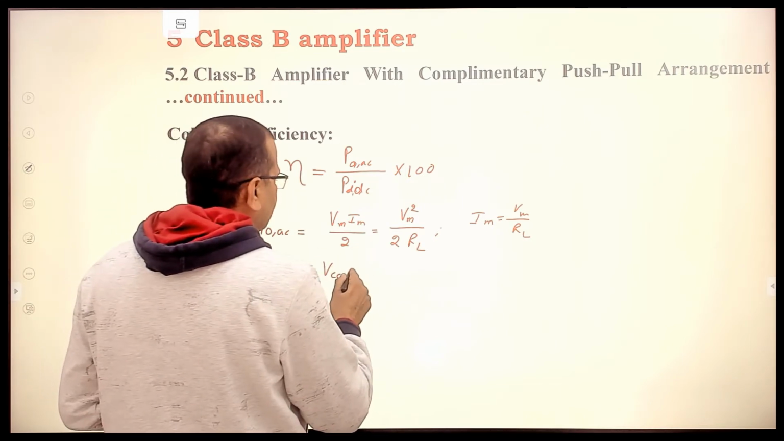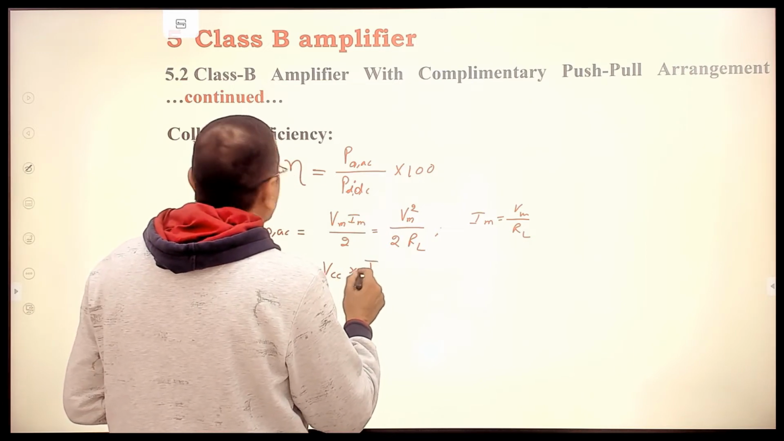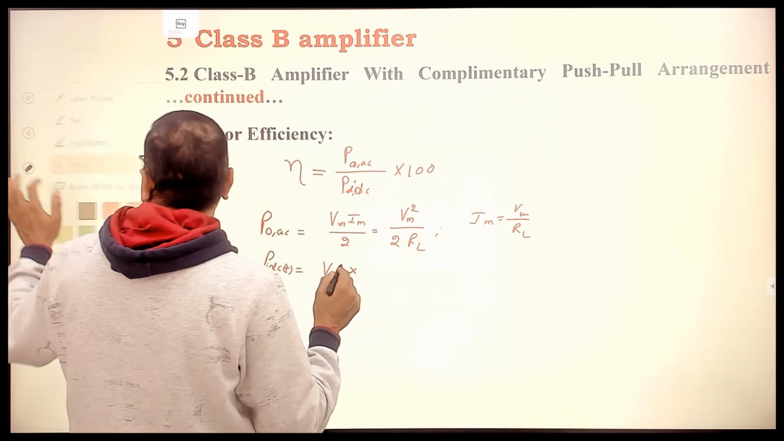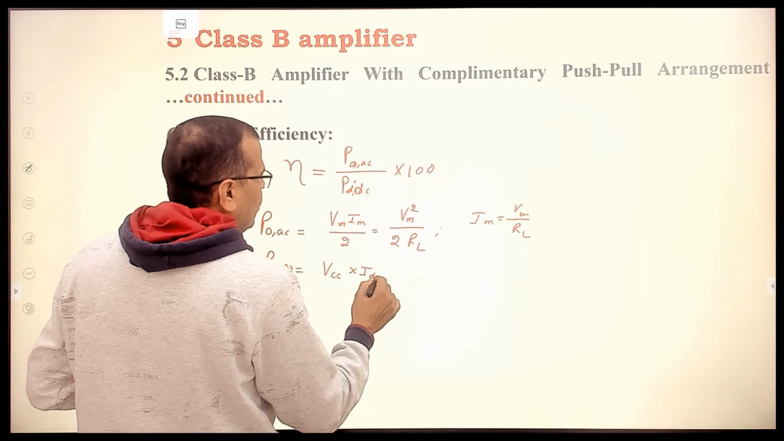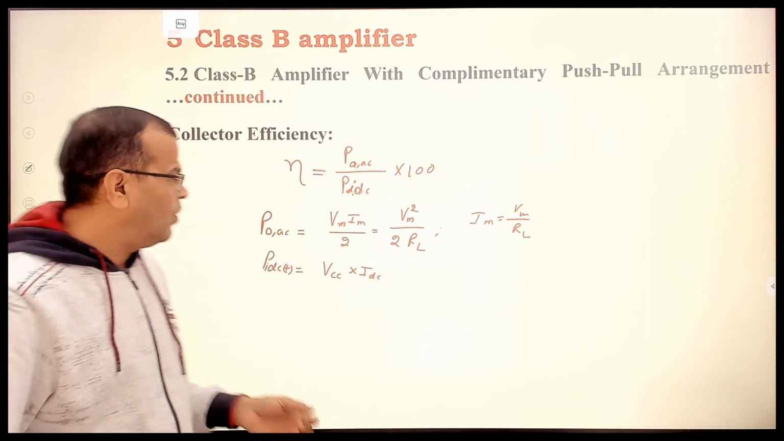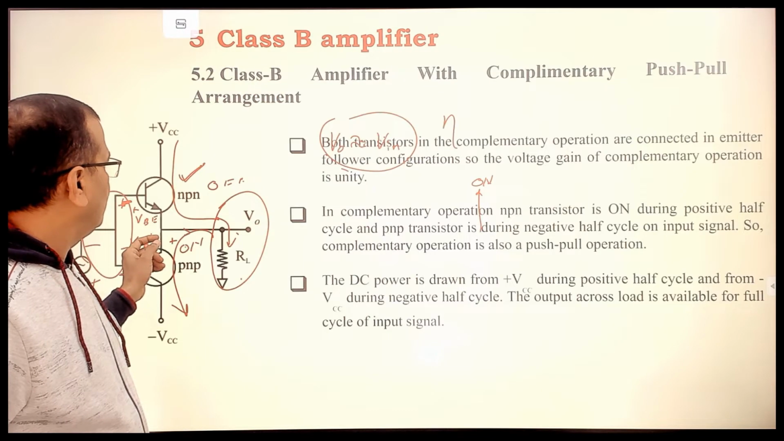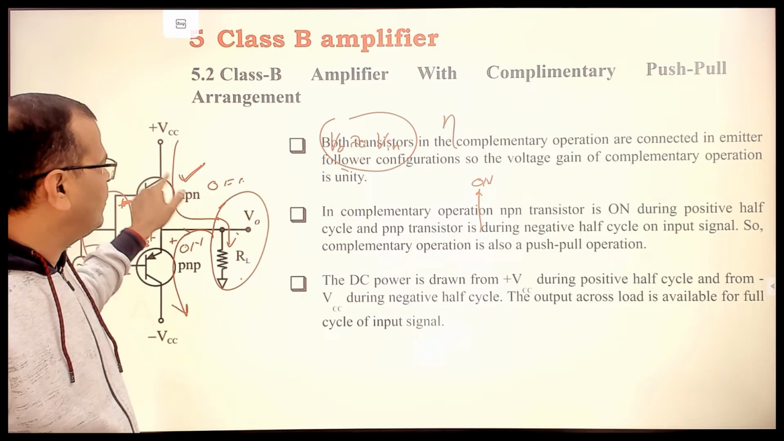Current is how much? That DC current, IDC. And when we say DC, we will see that IDC, right? But what is IDC? The current drawn from this supply. So during positive half cycle, current is coming from this, current is flowing from this.